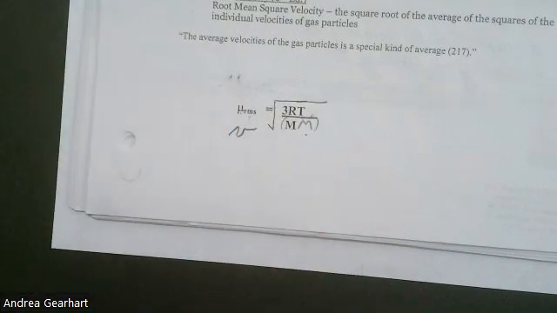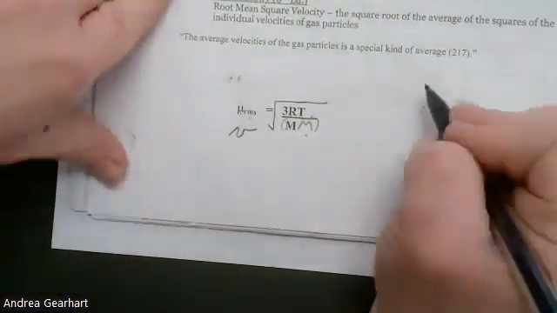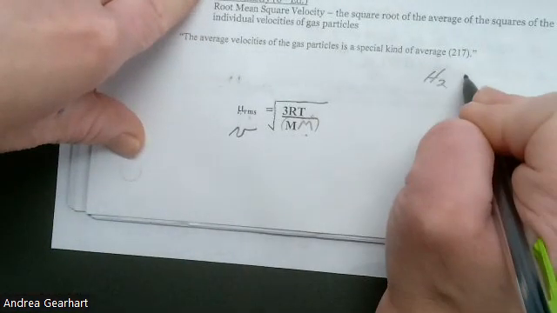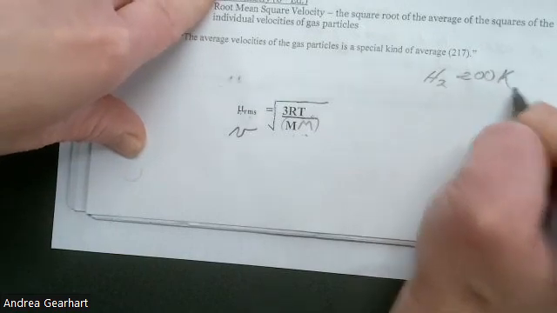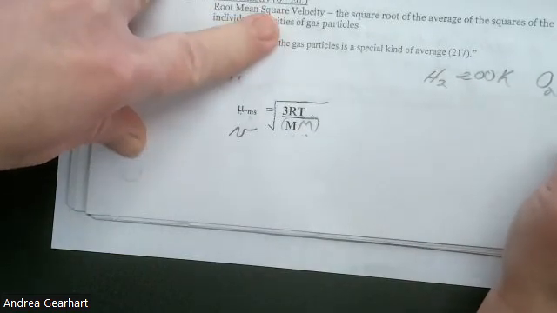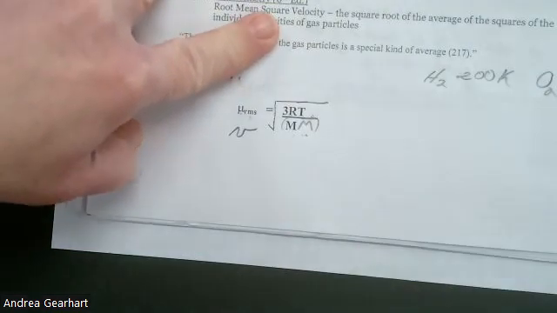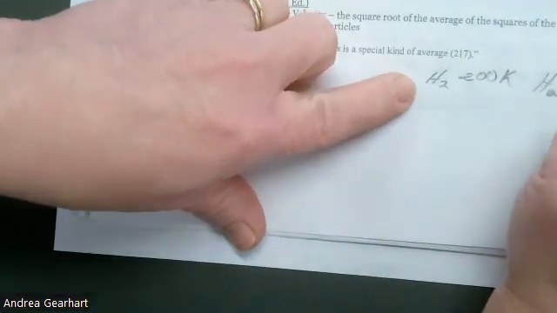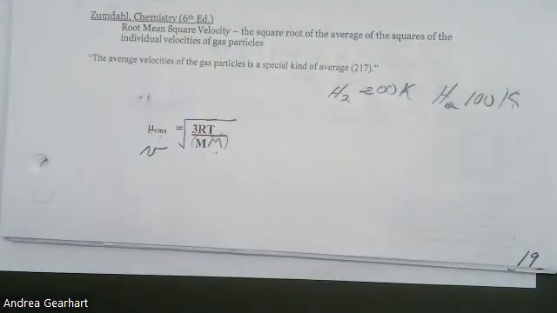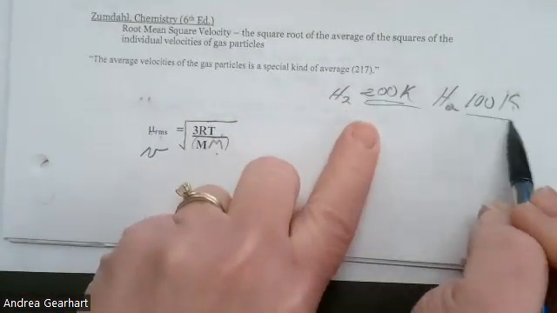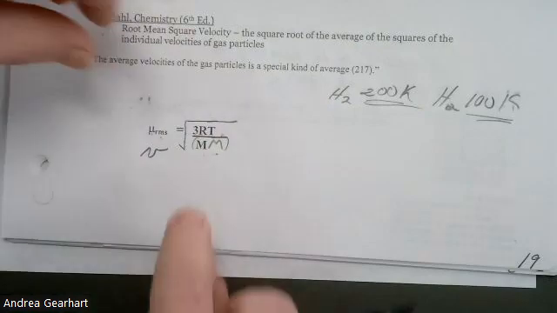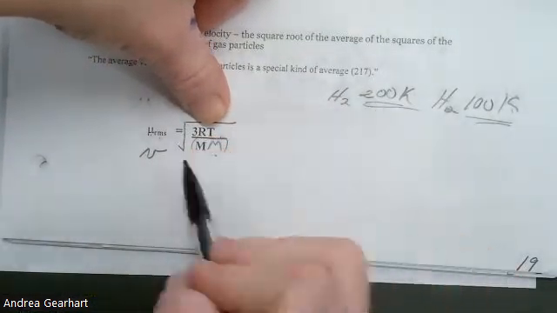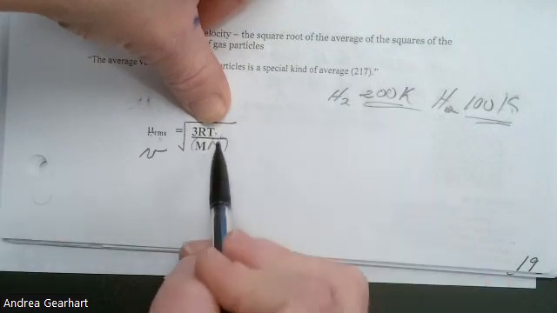Didn't we say the heavier the gas, the greater the molar mass, the slower, and the greater the temperature, the faster. So if you were given a question that said you have a sample of hydrogen at 200 Kelvin and a sample of oxygen at 100 Kelvin, which will have the greater speed? Well, there's a difference of 100 Kelvin. So we don't even have to look at molar mass. The greater the temperature, the greater the speed.